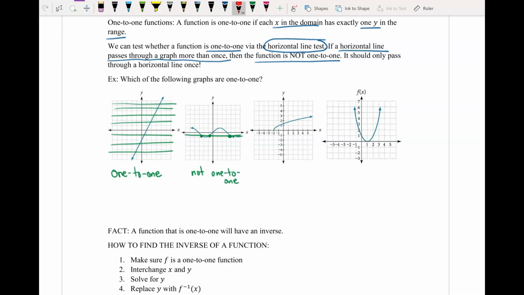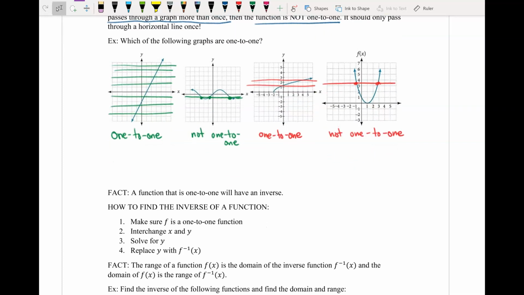What about this guy, the square root function? Well, you can see this guy is good. So this guy's going to be one-to-one. And what about this parabola? Well, you can see that this parabola actually goes to two different values. So this one's not one-to-one, because you see that for one y value, you have two x values. So there are two x values for one y value. So this one's not one-to-one.